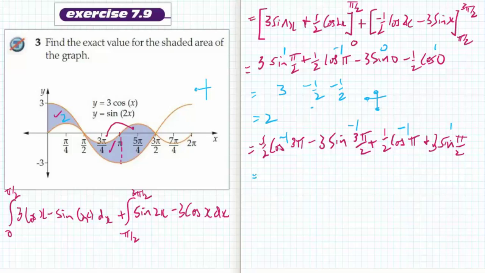That's going to equal negative times negative, that gives me a half. Negative times negative, that gives me plus 3. Negative, so minus a half plus 3. That gives me a region of 6. So this whole area in here is 6. That area there is 2. The total area is 8 squared units.